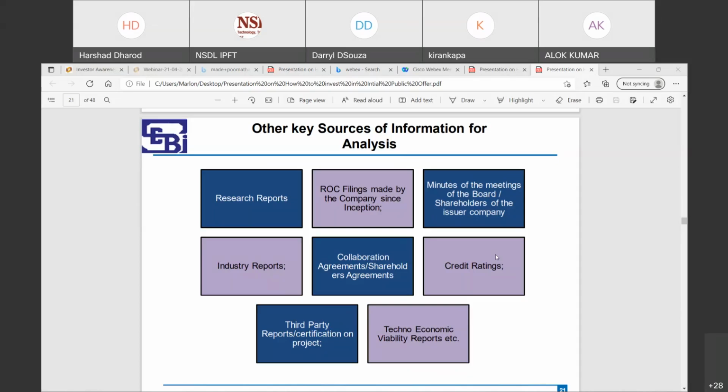Then there are collaboration and shareholder agreements. Now, as you know, there are various tech companies or startup companies coming up. In those companies, you will find foreign investors or various major investors. They would have some agreements, which are called shareholder agreements.